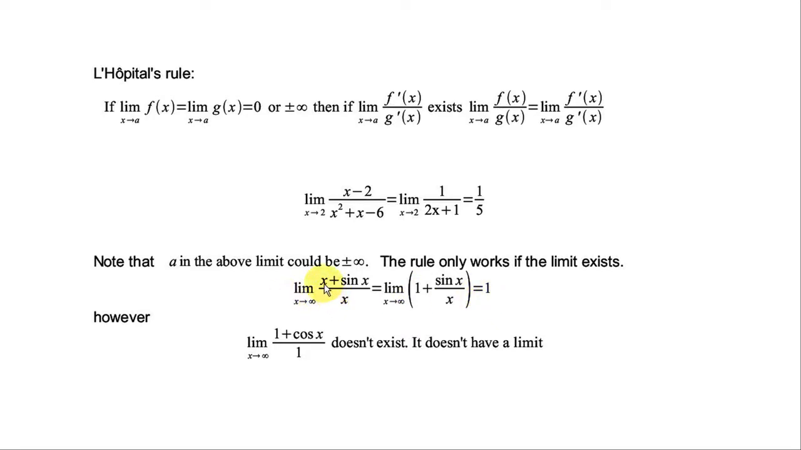Now if you differentiate the top here, you get 1 plus cos x. Differentiate the bottom, you get 1. And if you look at this, as x tends to infinity, there is no limit here, because cos x of course just goes between plus 1 and minus 1, so when you add 1 on, it will just go between plus 2 and 0, and it of course doesn't have a limit. But this rule works in an awful lot of cases, so it's useful to do.